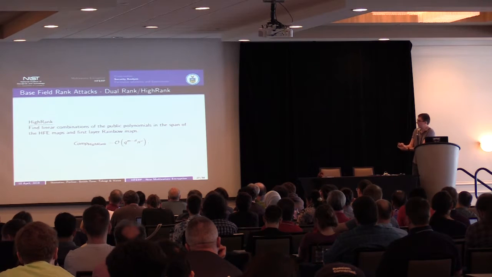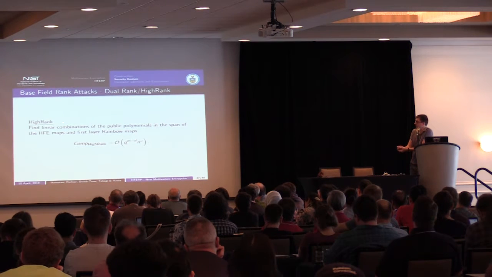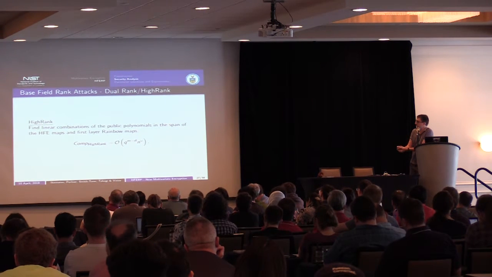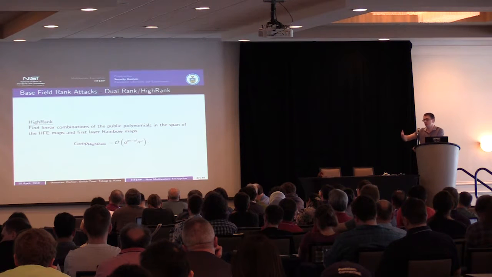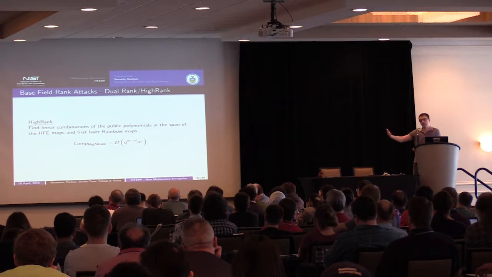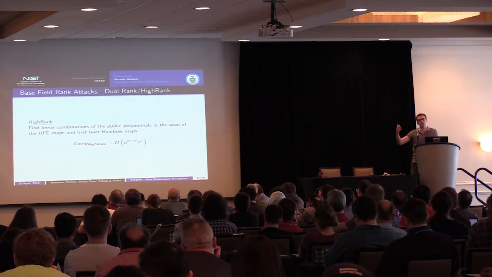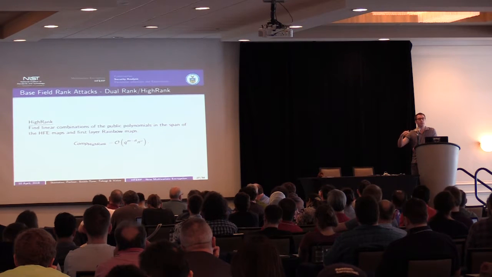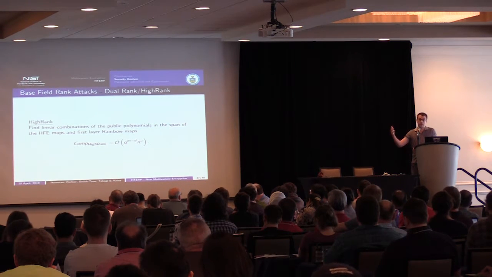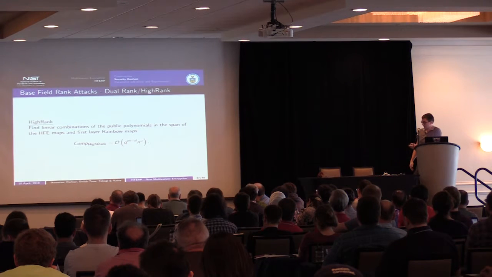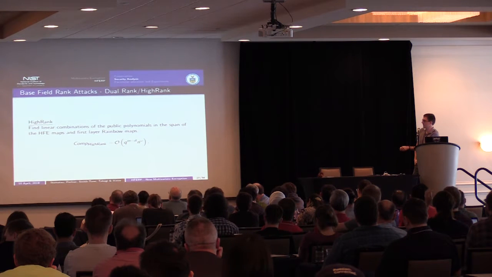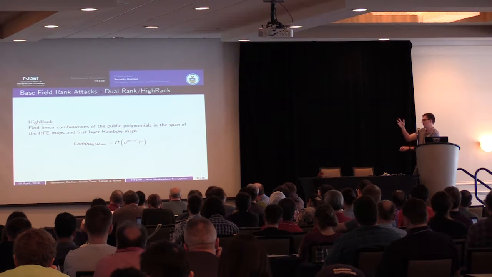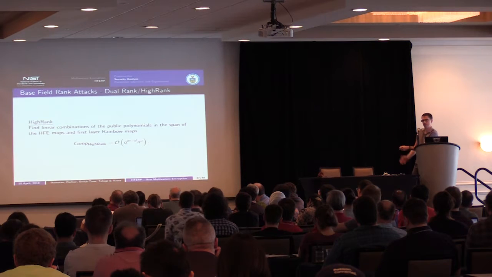Okay, we also need to consider dual rank or high rank attacks. So the high rank attack in particular is finding linear combinations of the public polynomials that give you a result that's in the span of only the HFE maps and the first layer of Rainbow maps. Okay, so they don't have necessarily really low rank but they don't have full rank either. And the complexity for the types of parameters that we're suggesting is of this order. Again, we have a branching out into different possibilities because we have lots of parameters in the scheme.